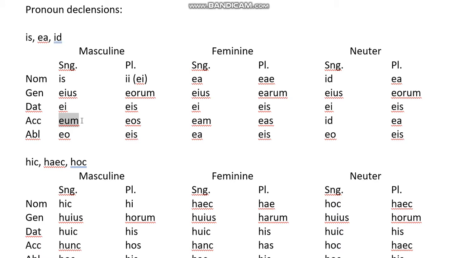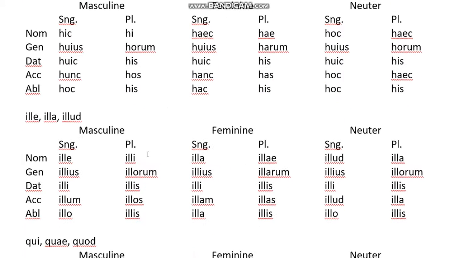Because as you can see, eum, eo, eos, eis, eorum, earum, ea, eorum, eis. Well, id is just the neuter, and the nominative and accusative neuter are always the same. But a lot of these endings are more or less the same as you would see in a word like magnus, magnum, magnum. Same thing here.